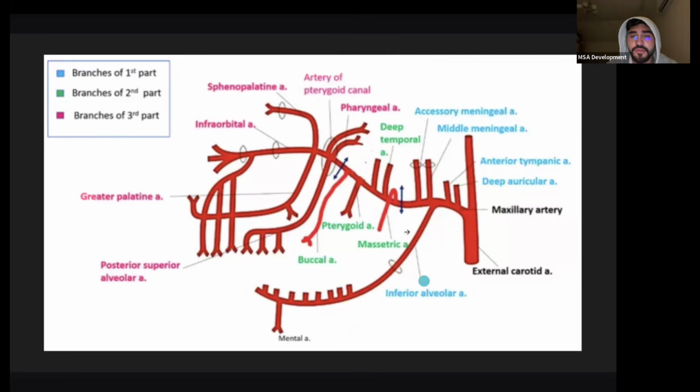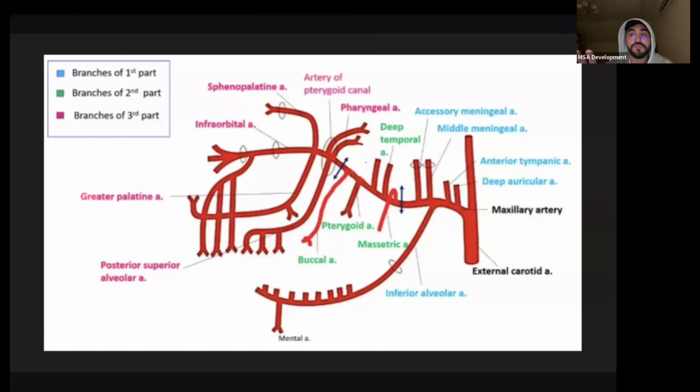Okay, which is the mandibular area. So here you're gonna have accessory meningeal, middle meningeal, anterior tympanic, deep auricular, inferior alveolar, and then here you'll have second part: deep temporal, pterygoid artery, masseteric artery, buccal artery, and this is the third part as well. Okay, pharyngeal, artery to pterygoid canal, sphenopalatine, and infraorbital, greater palatine, and the posterior superior alveolar artery.